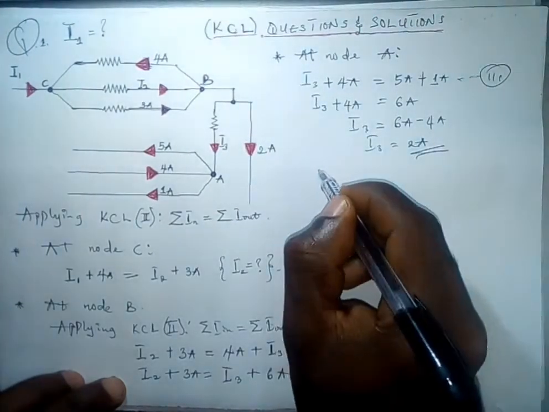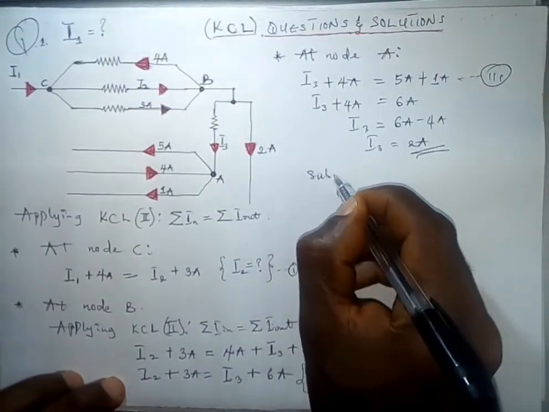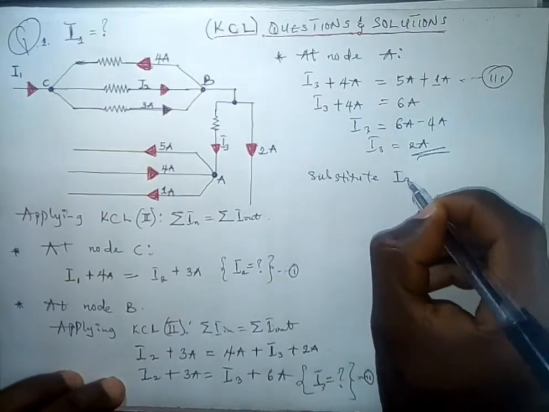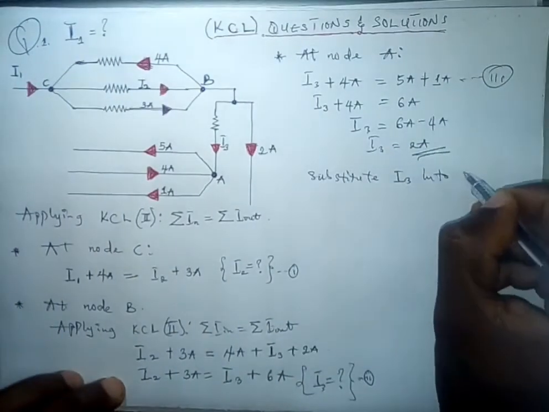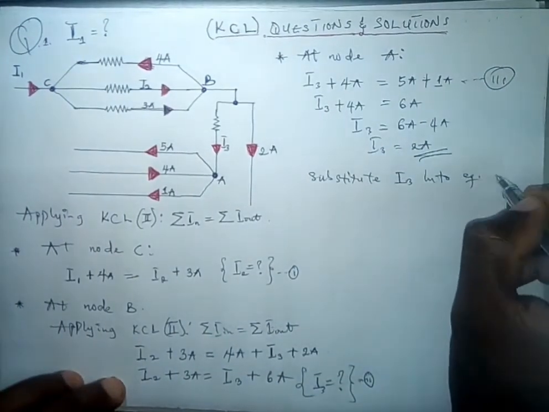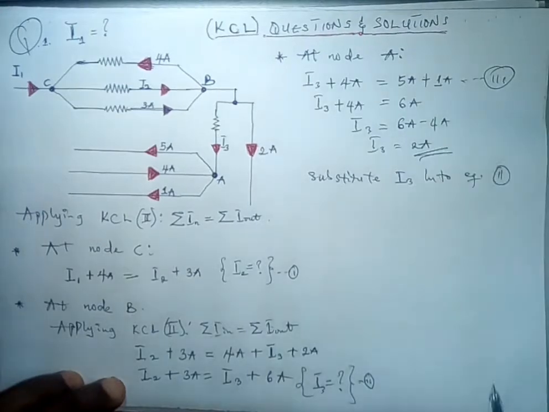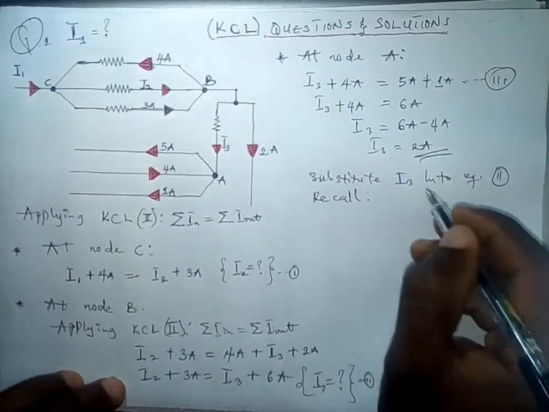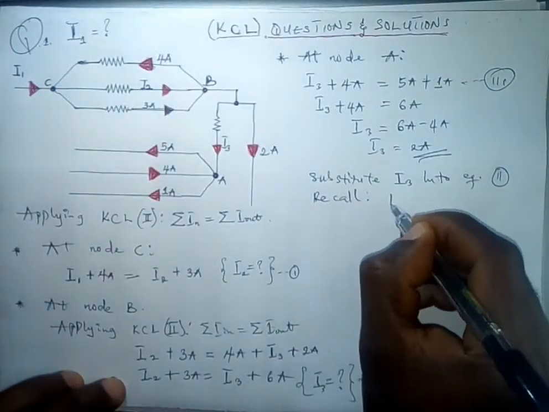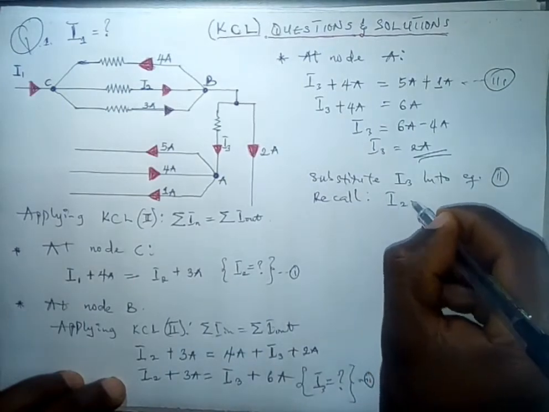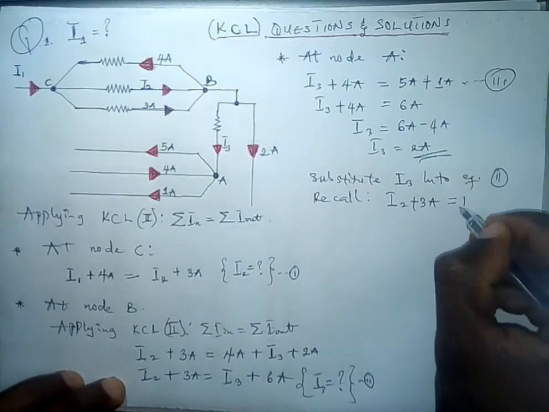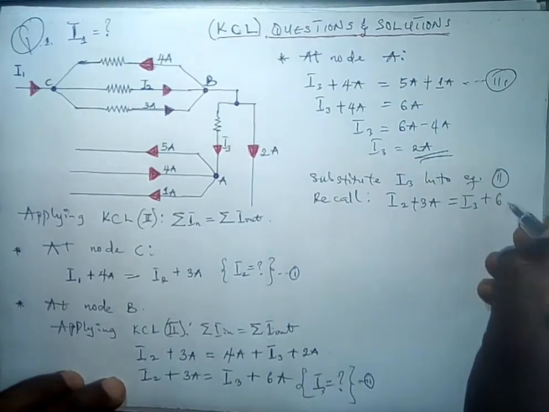So now we are going to do what? We are going to substitute the value of I3 into equation 2. So that is what we are going to do. So if you recall our equation 2, we notice we have I2 plus 3 ampere is equal to I3 plus 6 ampere.